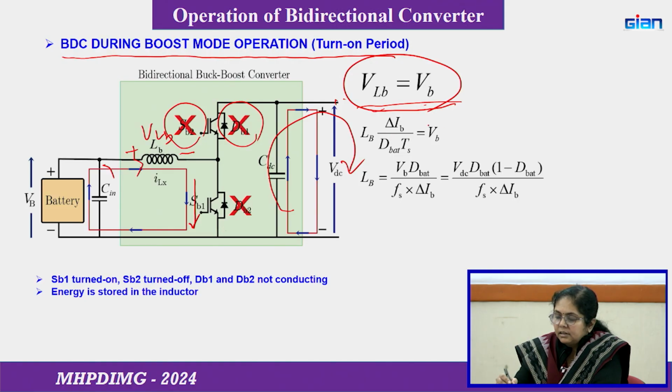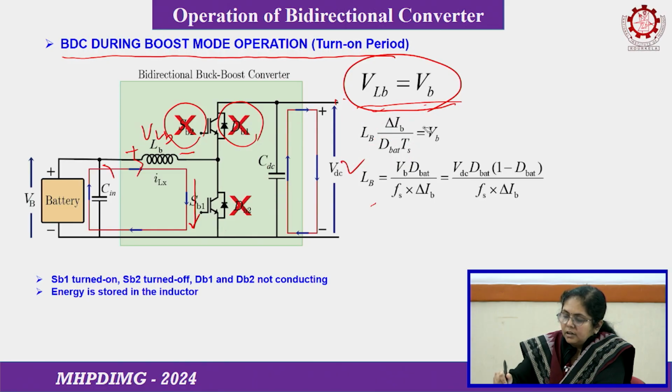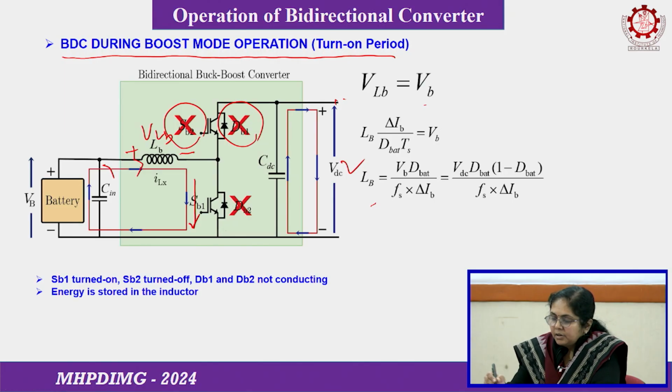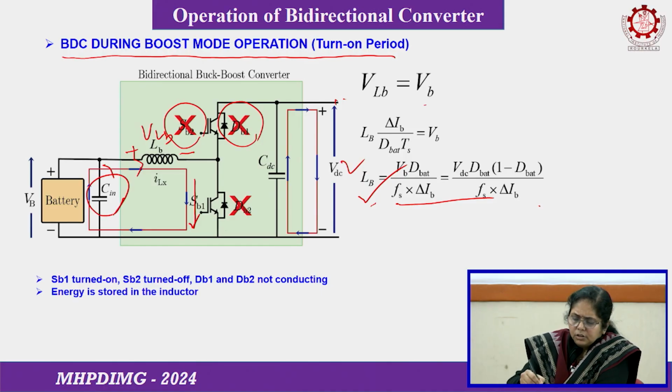Using that, you can write LB into di, which is the ripple current ΔIB, over dt, which is the on time of the switch, that is D times the time period. Using that, you can find out the corresponding inductance value, or the filter inductor, of this bidirectional converter operating in boost mode. Okay. So, this is the standard one. For other filter components also you can find out.